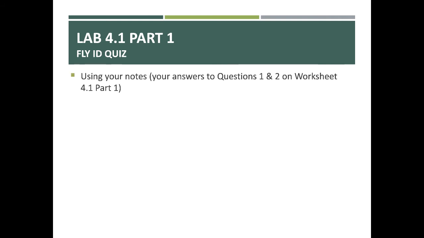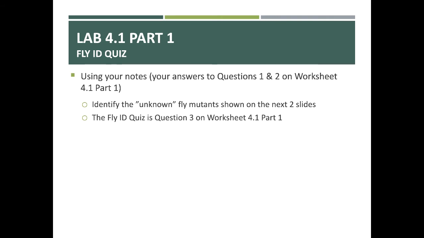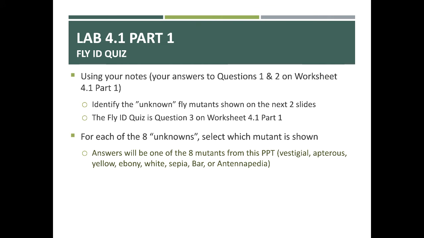Now what you're going to want to do on your own is take the Fly ID quiz. Using your notes from questions 1 and 2, identify the unknown fly mutants on the next 2 slides. The Fly ID quiz is question 3 on worksheet 4.1. For each of the 8 unknowns, select which mutant is shown. Answers will be one of the 8 mutants: vestigial, apterous, yellow, ebony, white, sepia, bar, or antennapedia.